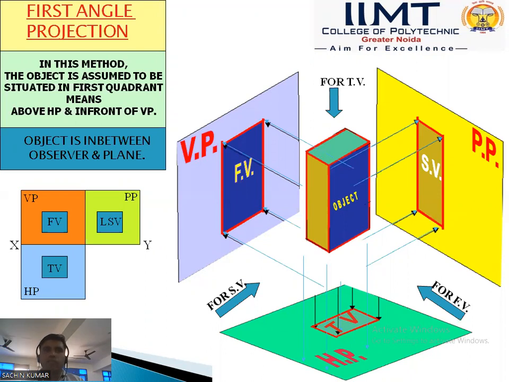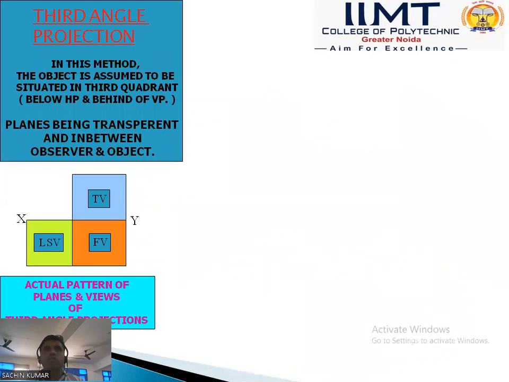Next slide: if you draw this projection in third angle projection, then the front view always goes below the XY line, and the top view goes above the XY line, and the side view let us discuss in third angle. If this object lies in the third quadrant, it means the object lies below the XY line, below the HP and behind the VP.